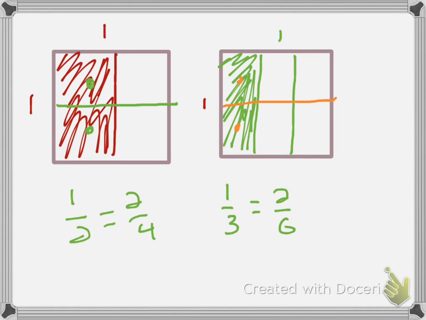As we can see, 1/3 equals 2/6. Again, 1/3 would represent this, 1 out of the 3, looking at it from that angle. But 2/6 is also 1/3 because 2/6 represents this. So interesting. 1/3 equals 2/6.